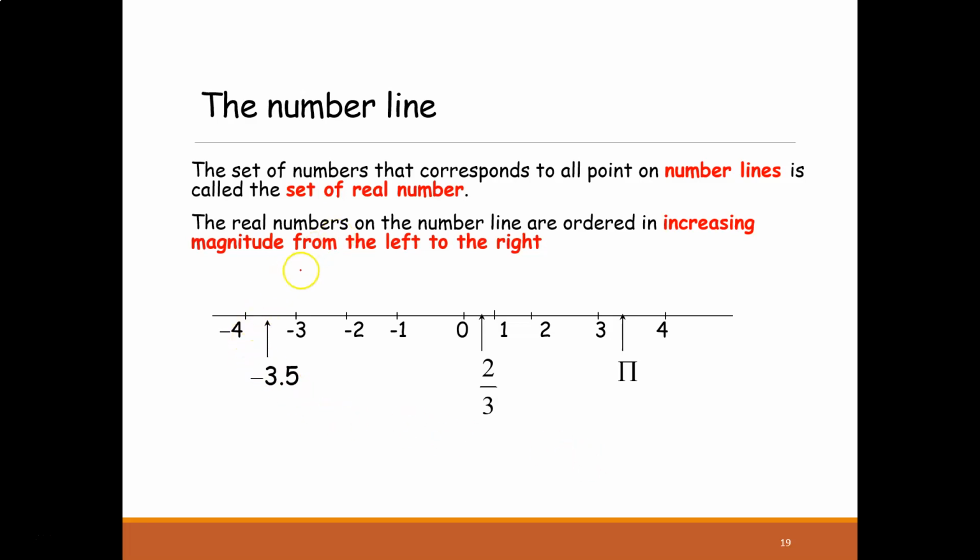The real numbers on the number line are ordered in increasing magnitude from left to right. Maksudnya susunan garis nombor tu meningkat dia daripada smaller to the biggest. See, this one is negative and then you keep increasing until the bigger number, positive number.